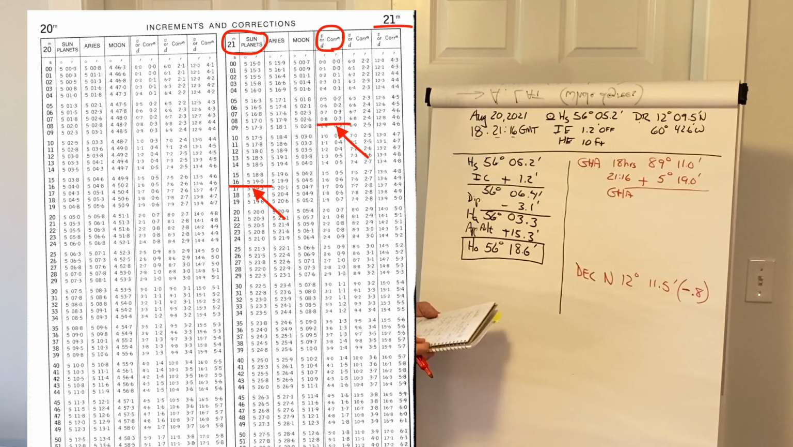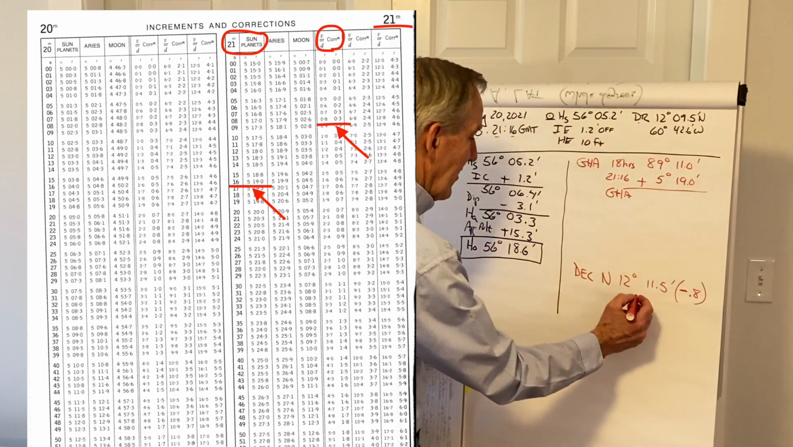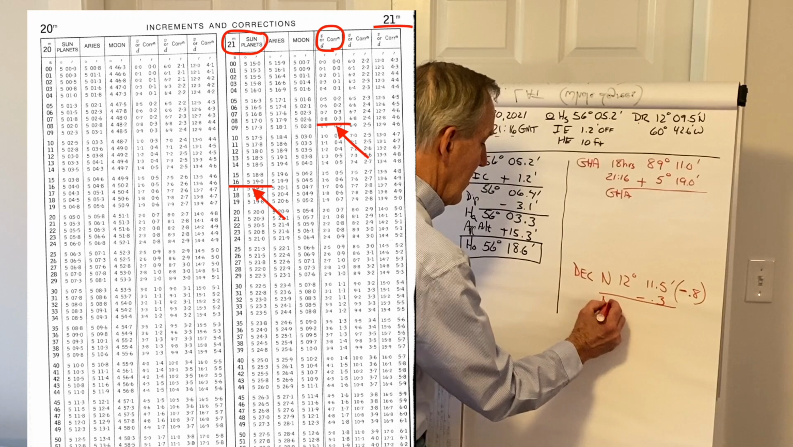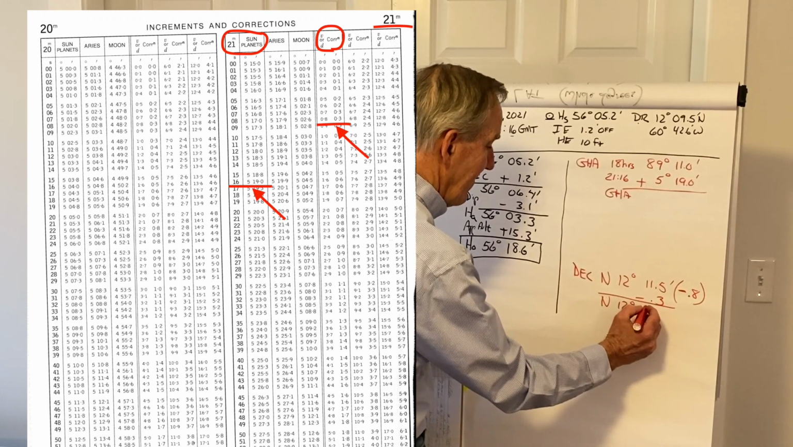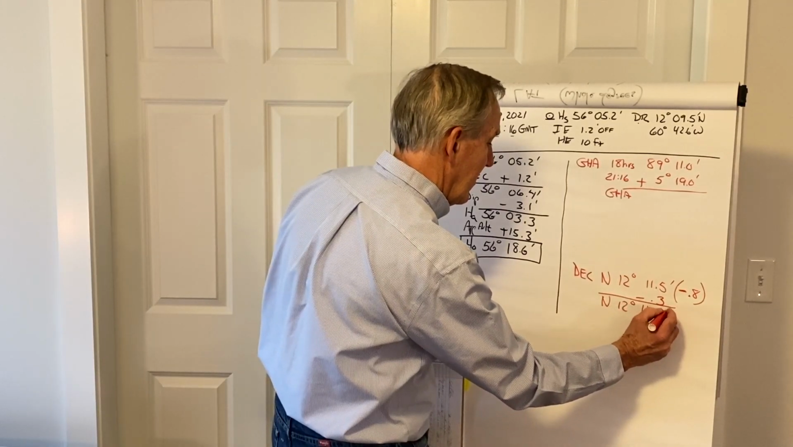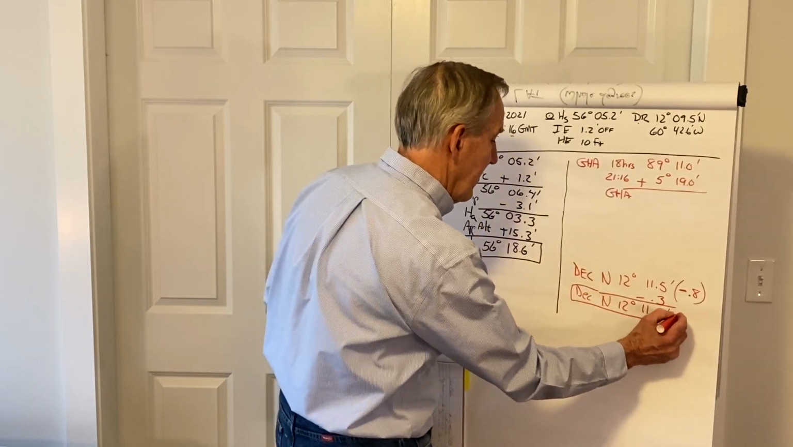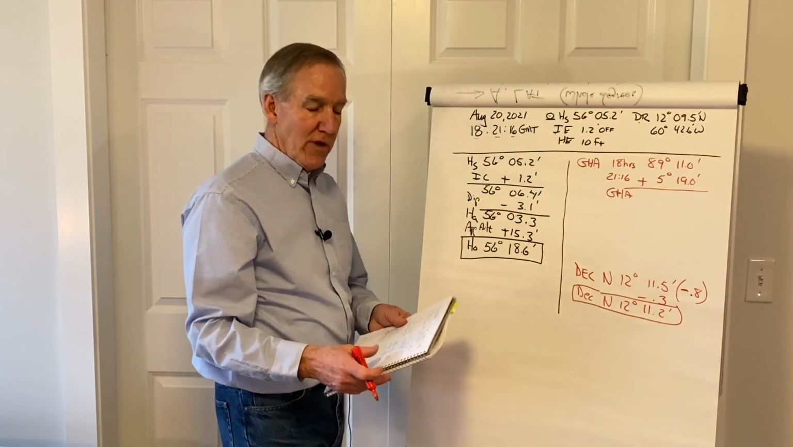But before we do that, let's slide over across the double line in that same 21-minute box to find the v or d in the corrections columns. Find a little d of 0.8, and we see that the correction is minus 0.3, which gives us a final declination of north 12 degrees 11.2 minutes.